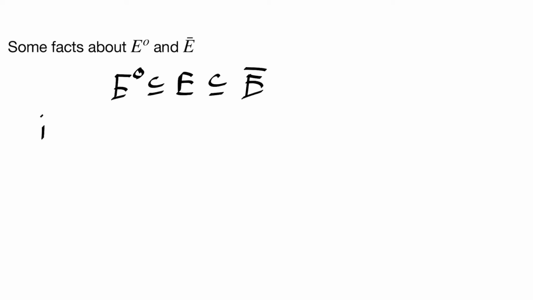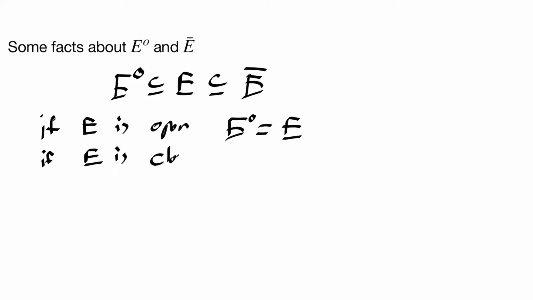So also, if E is an open set, then the interior is equal to E. It is the largest open set that fits inside. If E is closed, then E closure is equal to E. So if it's open, then the interior is the same, and if it's closed, then the closure is the same.